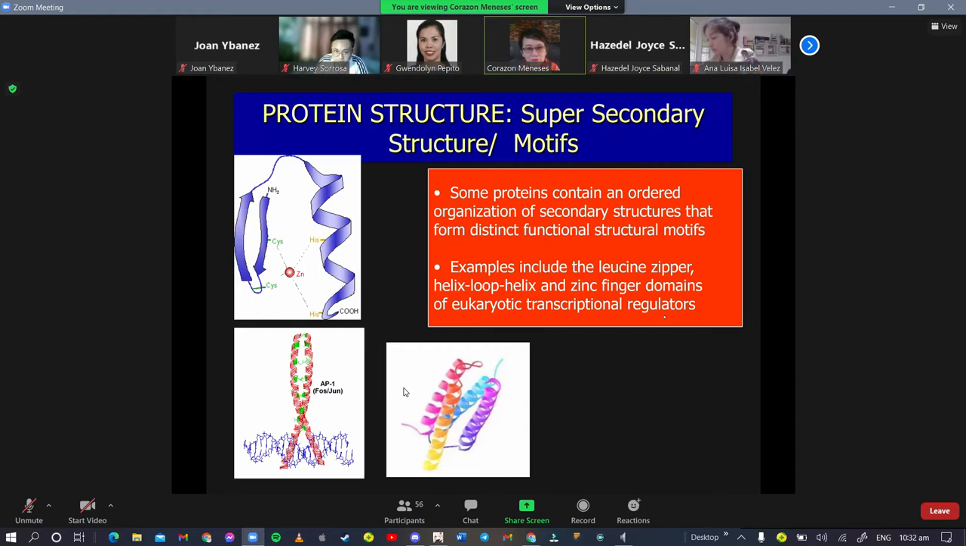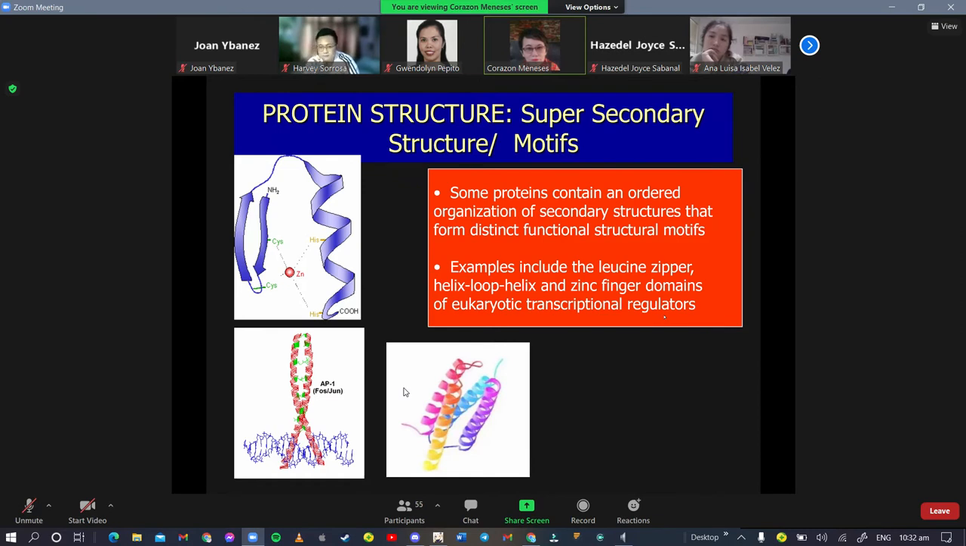Examples given here are the 3 kinds of transcriptional regulators. So these are proteins that have the capacity to bind to your DNA or RNA. Okay. The one above in blue is your zinc finger. The one below it is your leucine zipper. Okay, so it looks like a zipper. And then the one next to it is your helix loop helix.